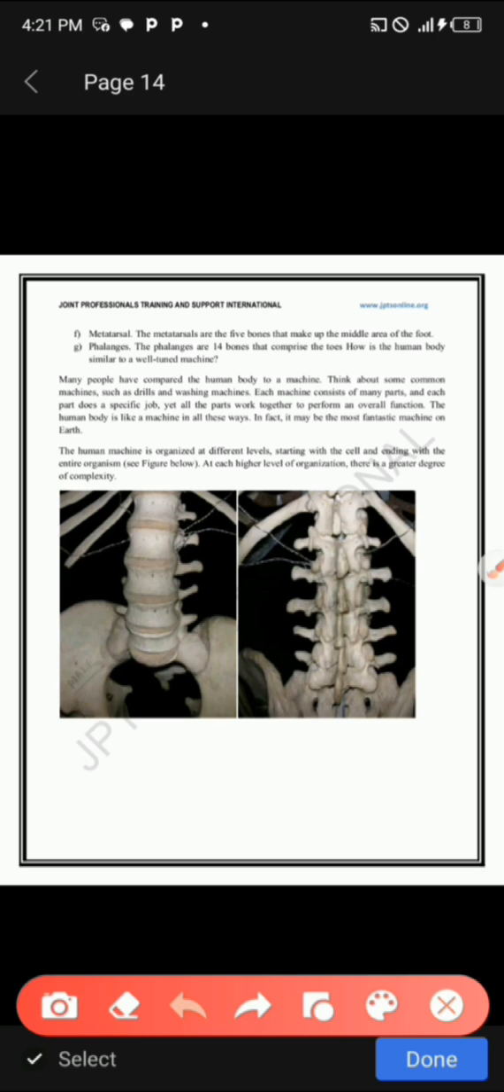Yet all parts work together to perform an overall function. The human body is like a machine in all these areas. In fact, it may be the most fantastic machine on earth.